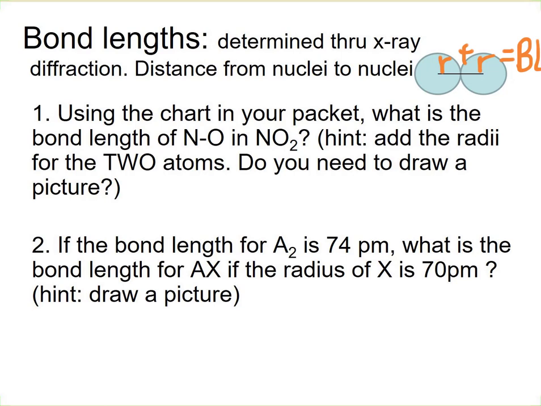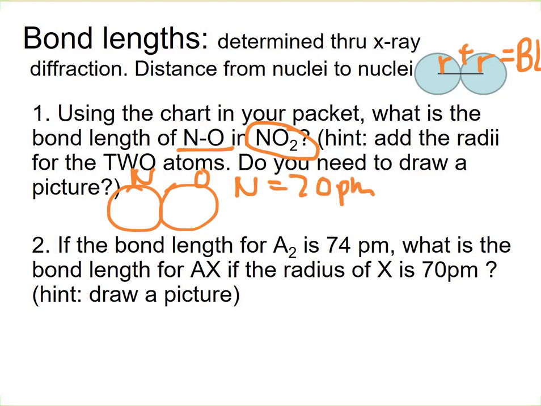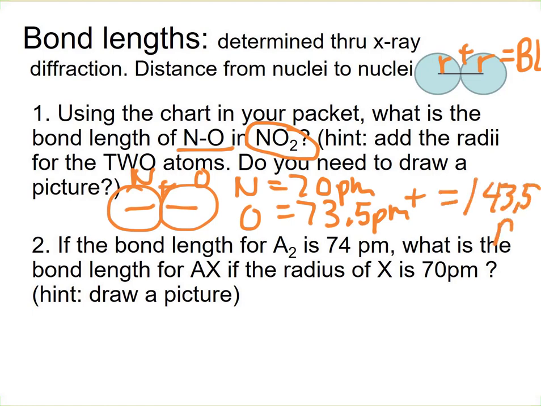Please note that when you find the bond length, it is only for one bond. So even if it's in a bigger molecule, you will only take the radius of two atoms and add them together. And I like to draw pictures of my bond length. So if this is nitrogen and this is oxygen, I can look up on the packet. I know nitrogen equals 70 picometers and oxygen equals 73.5 picometers. So then I just add those together and I get 143.5 picometers. So even though it's in a larger molecule, I only do one of the bonds.